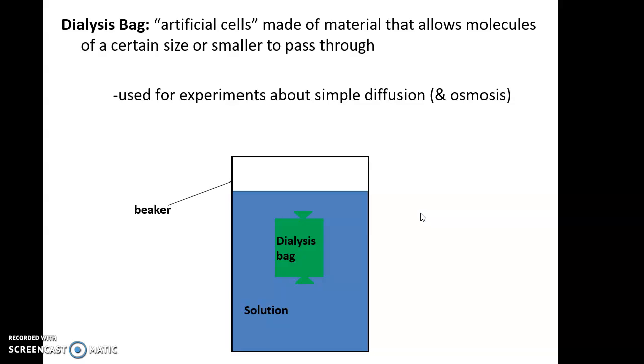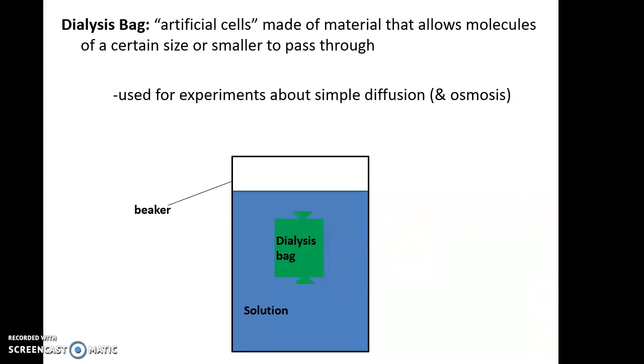All right, here are some practice examples using a dialysis bag. So a dialysis bag is sort of an artificial cell. Basically, it acts sort of like a cell membrane because it allows some materials to cross the dialysis bag and other materials cannot. For a dialysis bag, what decides it is size. There are tiny, microscopic holes in the dialysis bag, and anything that is the size of that hole or smaller can pass through. Anything bigger cannot pass through.